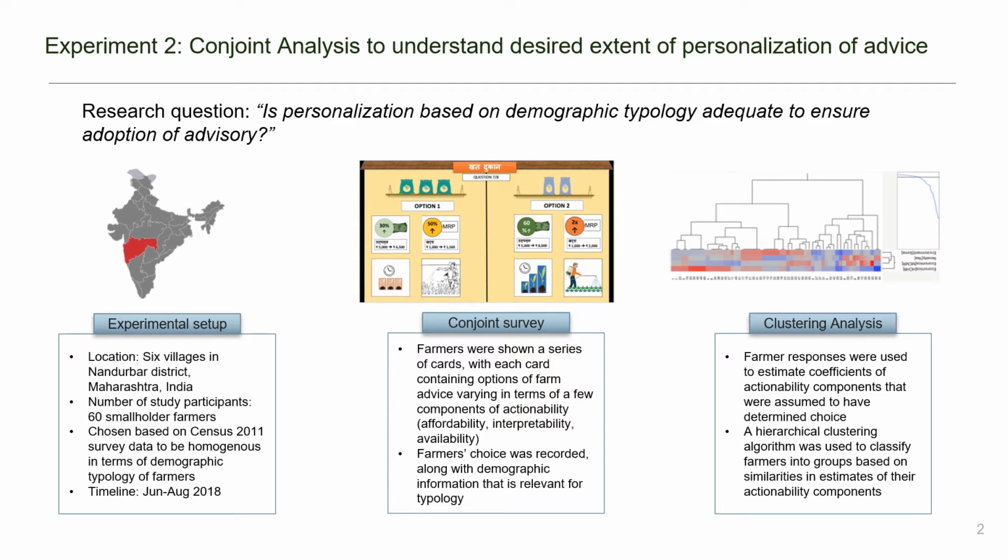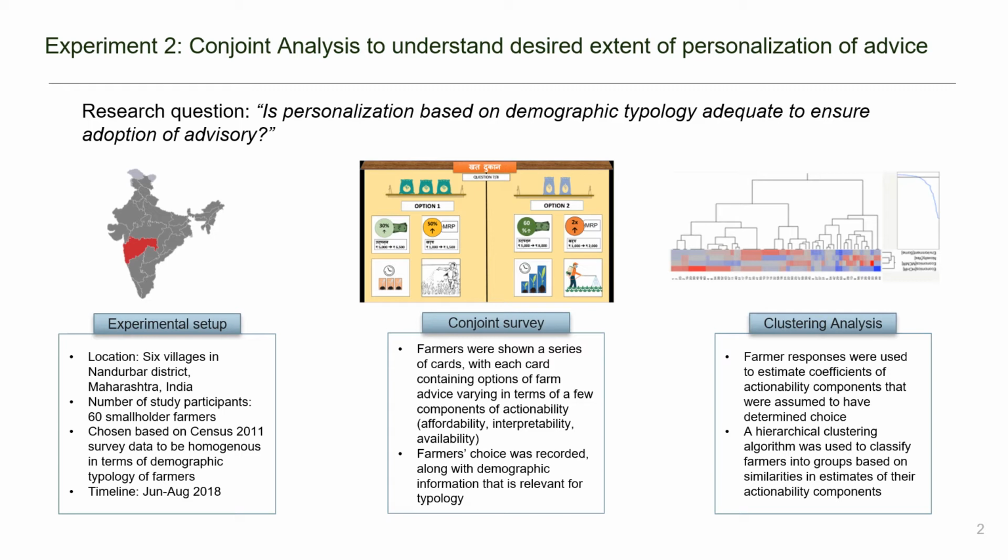For the conjoint part of the experiment, we showed each farmer a set of cards, with each card containing 2 options of soil health advice that differed in terms of actionability. For example, a card with an affordable nutrient management option on one side versus an expensive one on the other. In order to answer the question, the farmer had to choose which of the 2 options he or she preferred.